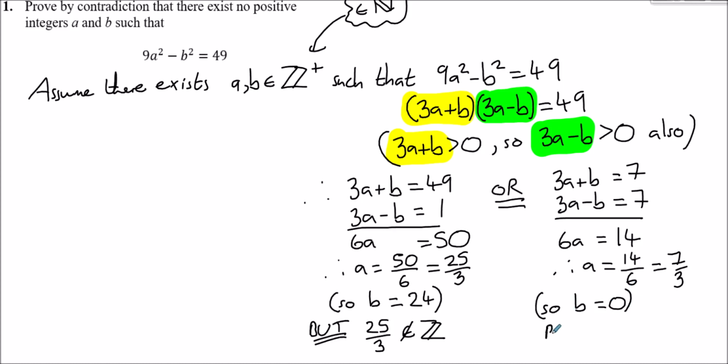So in this case, 7 thirds and 0, they are not positive integers. So whichever way we go, this one or that one, there's no set of positive integers that solve this equation. It fails in this case because 25 thirds isn't an integer, and it fails here because 7 thirds and indeed 0 aren't positive integers either.